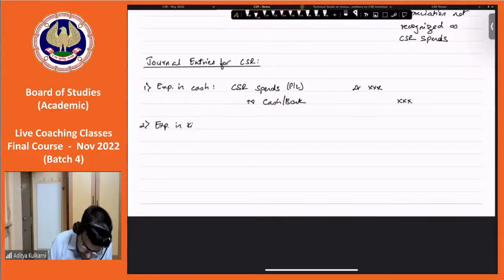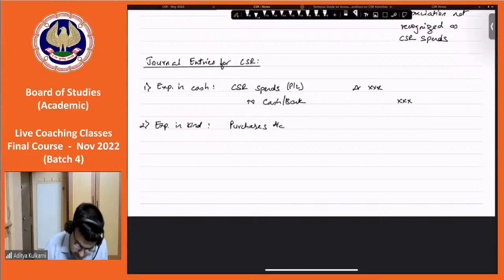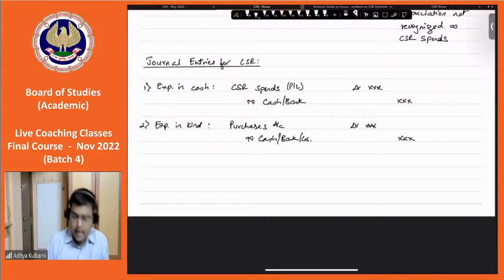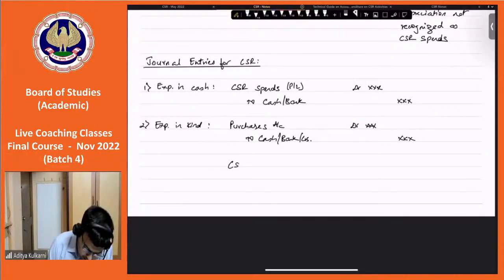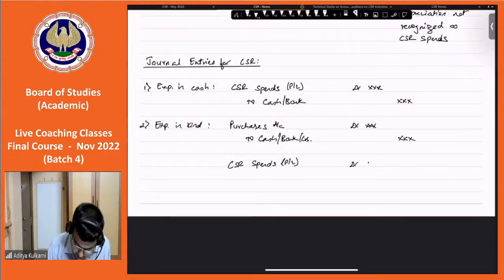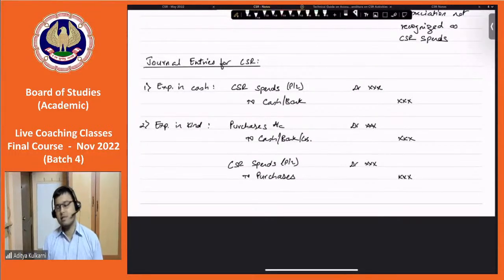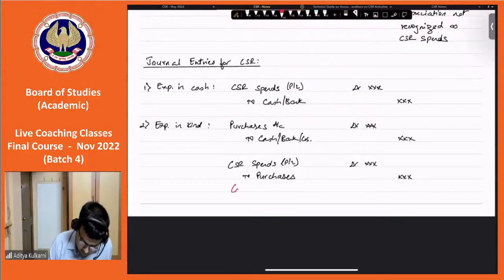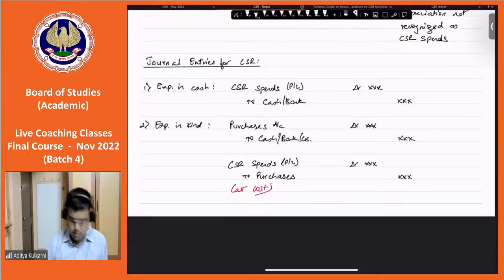Now, expenditure in kind. So you are purchasing. So when you purchase, the entry will be purchases account debit to cash bank or creditors. And can you transfer at selling price? No, you are not selling. You are transferring the goods. So the entry will be CSR spends, which goes to the P&L, debit to purchases. This is at cost.